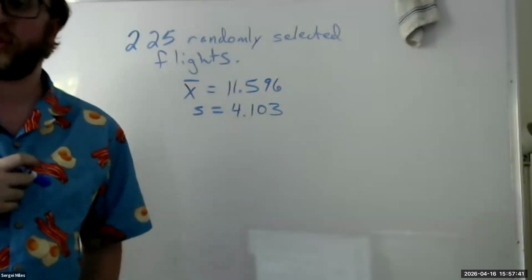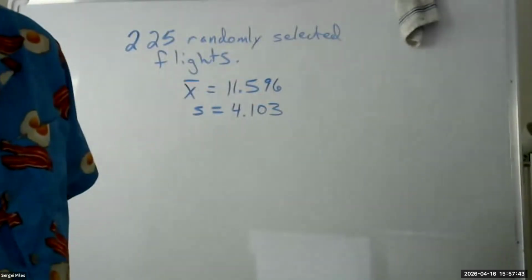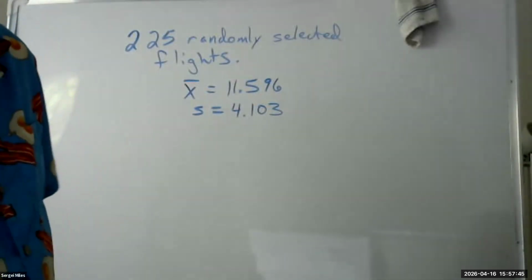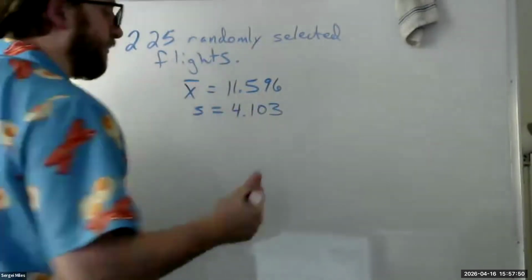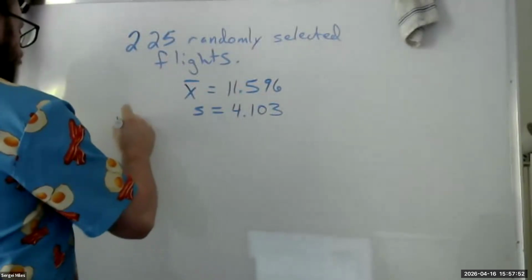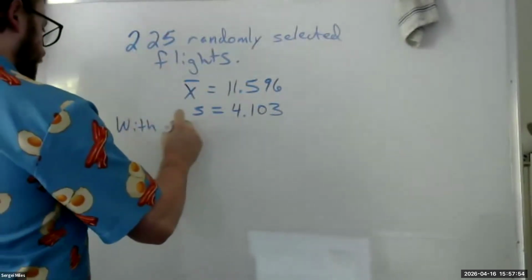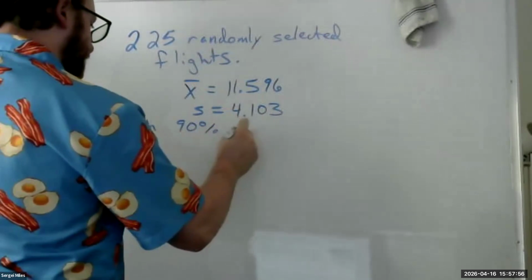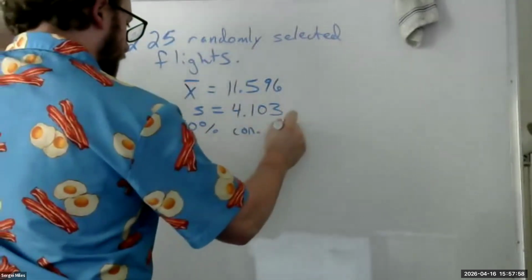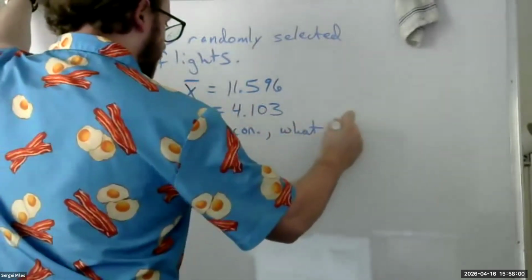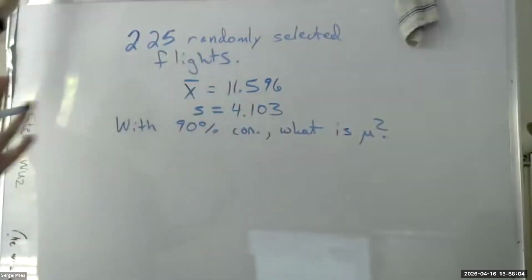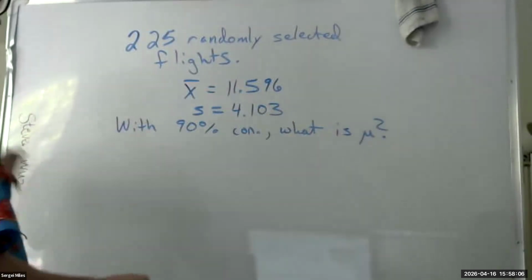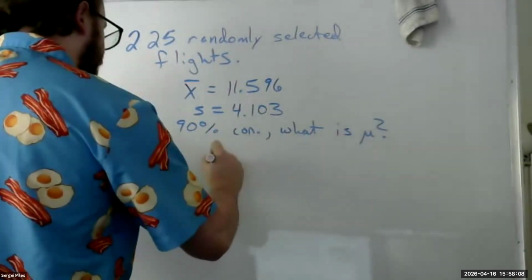And so now we want to know with 90% confidence, what is the interval that would include the true population average? Okay? So with 90% confidence, what is the population average? How many empty seats do they have on their flights on average? Okay. Well, it's the same formula as before.